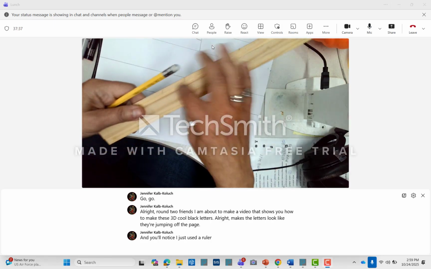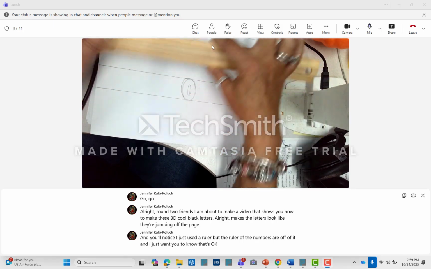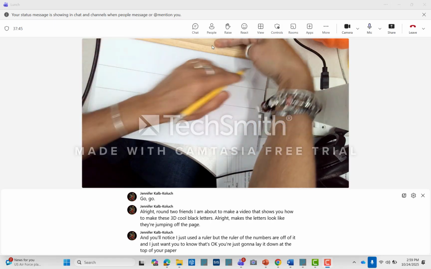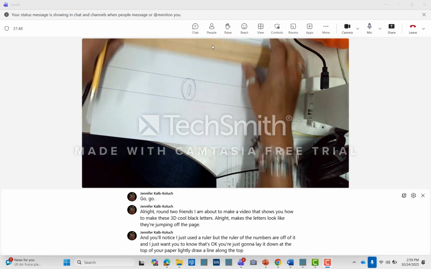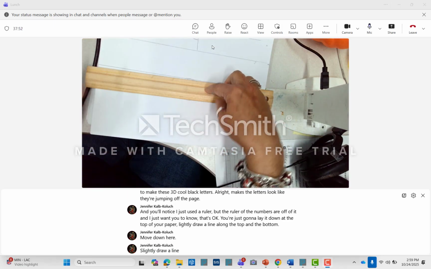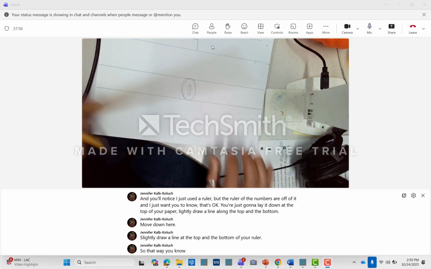but the numbers are off of the ruler, and I just want you to know that's okay. You're just going to lay it down at the top of your paper, lightly draw a line along the top and the bottom, move down here, lightly draw a line at the top and the bottom of your ruler, so that way you know about the size that it's going to be.